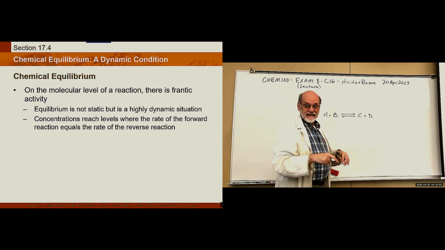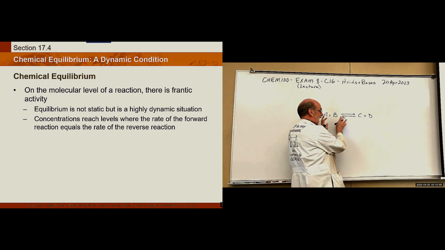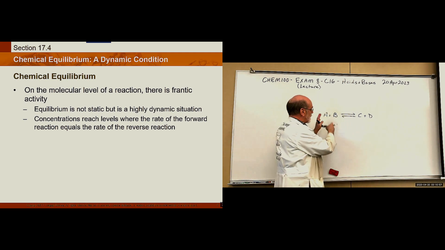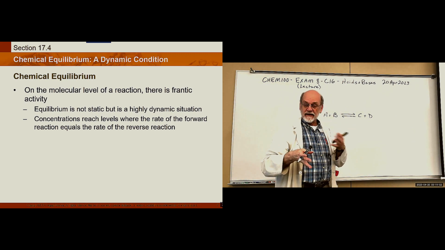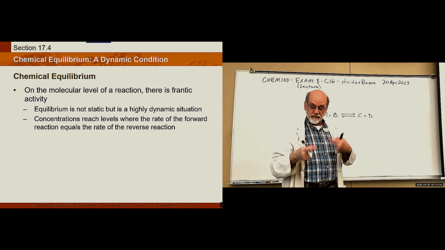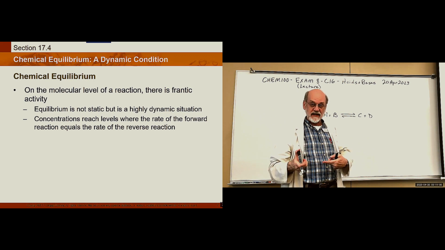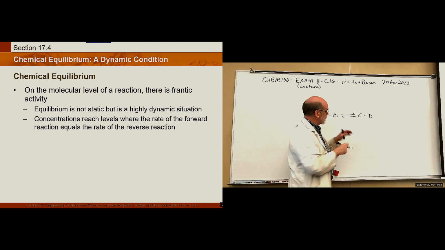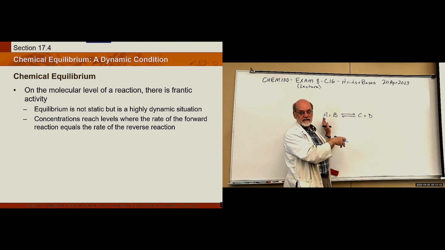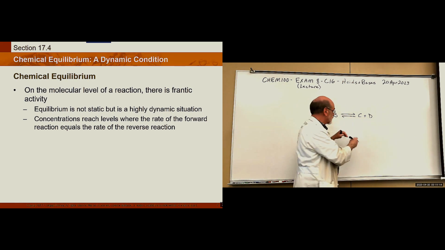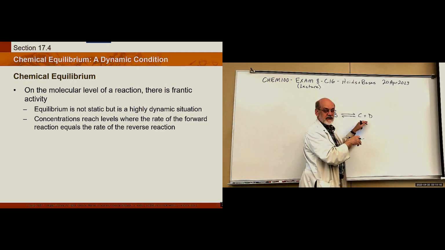All right. Now, the actual concentrations of reactants and products will vary depending on the particular reaction we're investigating. Some reactions will produce almost all products and very little reactants left. And other reactions will have mostly reactants and just a little bit of product.